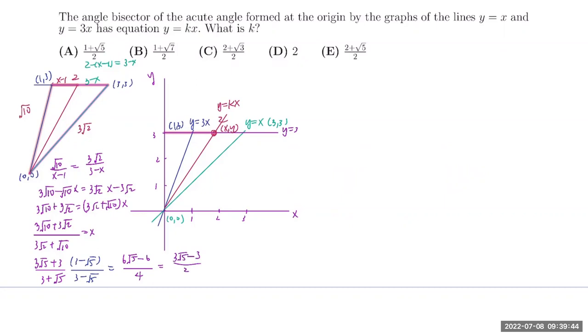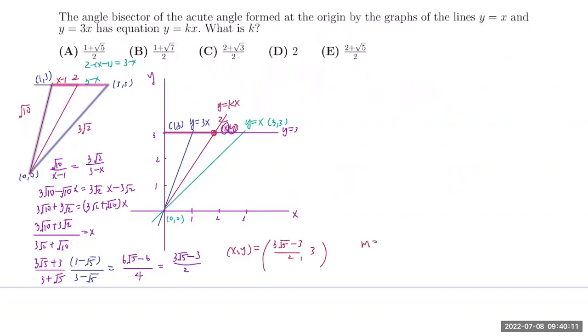So now we have the x coordinate and the y coordinate. Let's write out what those are. x, y equals 3 root 5 minus 3 over 2, comma 3. Okay, and then we want to find the slope of this line. Since we know this line has 0, 0 and 3 root 5 minus 3 over 2, comma 3, all we need to do is find the slope of the line.